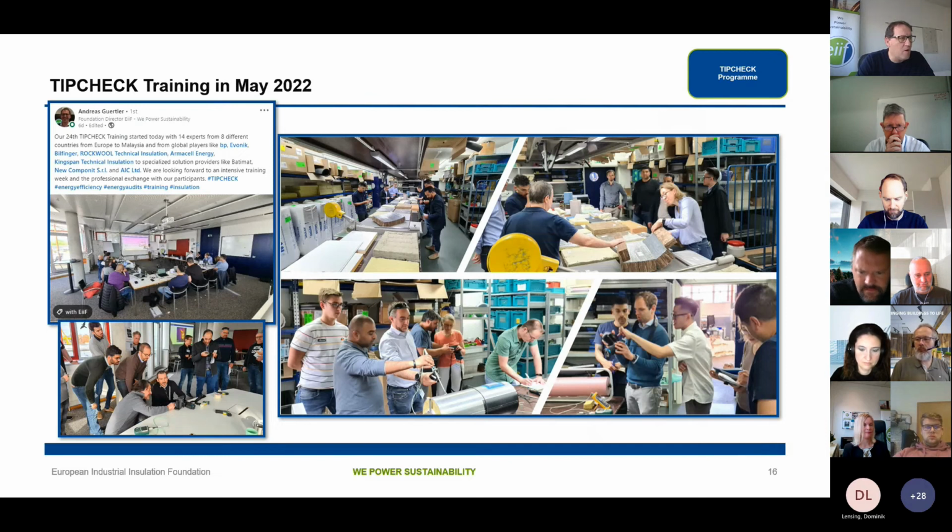That's an impression from our May training this year. So you can see that there is a lot of interactivity, but there is also some theory. And of course, we have many tip check engineers on board. And I'm already looking forward to the next trainings. And I'm really happy looking at these pictures of the great time we had this year in May. It was a fantastic training, but I have to say, like all the other trainings before.